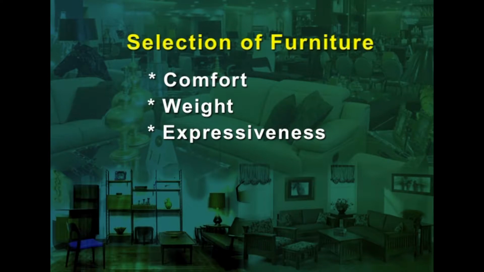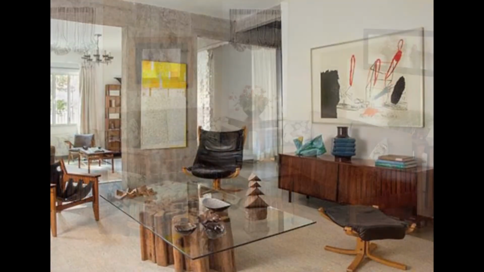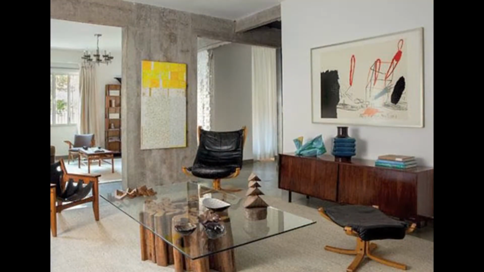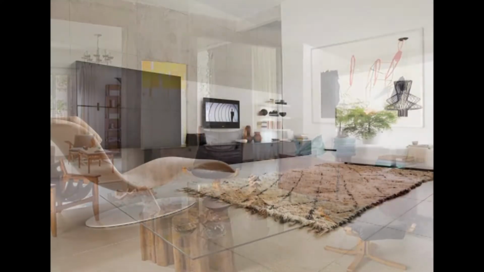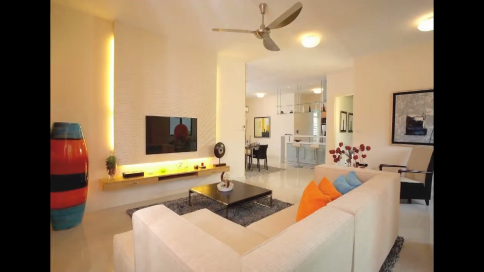Let us look at the next one, that is expressiveness. The theme of the room limits the choice of furniture. The kind of wood used for making the furniture, the shape of the article, the style and color, all are the elements that help to create the mood or expressiveness desired.